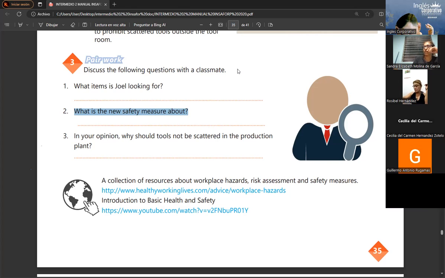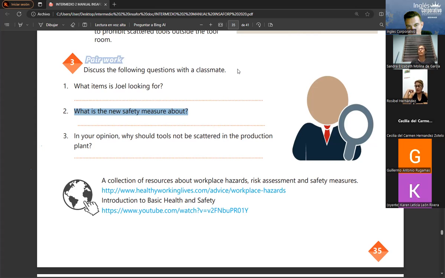What is it? Tell me some safety measure that you have. In my case, I use earplugs. Do you use or do you wear? I wear. Okay, one more time. In my case, I wear earplugs and shoes, security shoes, or industrial shoes. All right, got it.